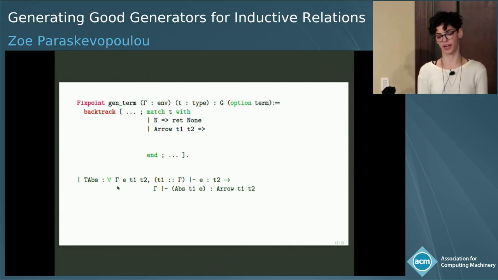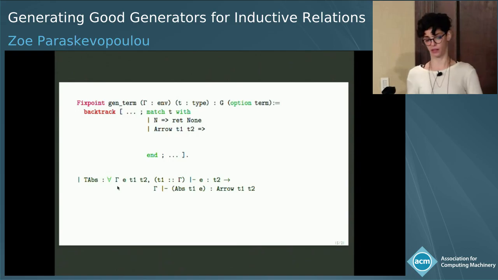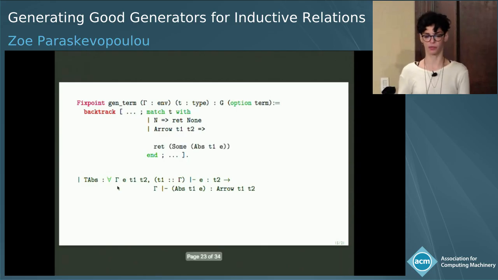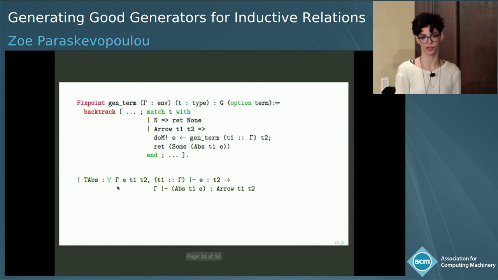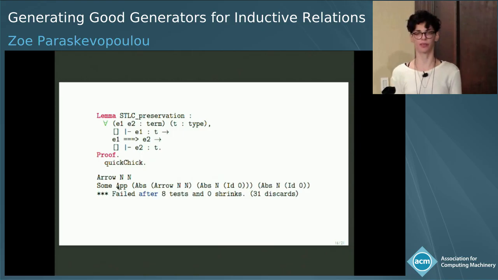Otherwise, if the type is T1 arrow T2, then we will look at the conclusion again, and we'll see that the term must be an abstraction, so we will return an abstraction. And what's left to do is to instantiate the body of the abstraction here. We can do that by a recursive call to the generator we are building. And this will give us a term that's well-typed. So we can go ahead and use the automatically derived generator to find counterexamples. And indeed, QuickCheck will give us a counterexample, and we will use this information to hopefully fix the bugs in our definitions.